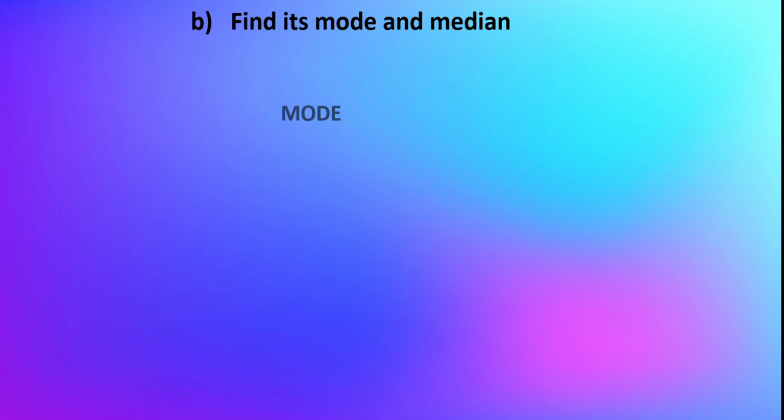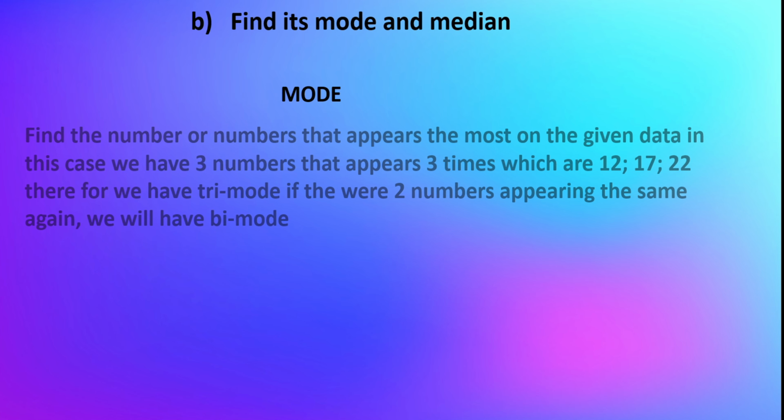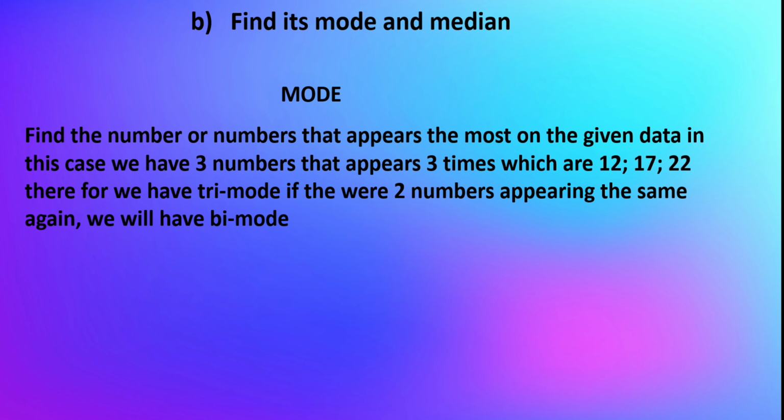Now in finding the mode, it's just a matter of finding the number or numbers that appear the most in a given data set. In this case, we have 3 numbers that appear the most, each appearing 3 times.